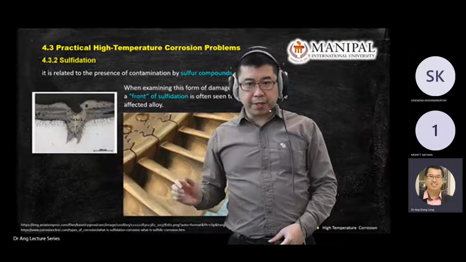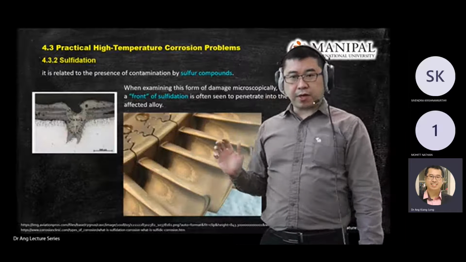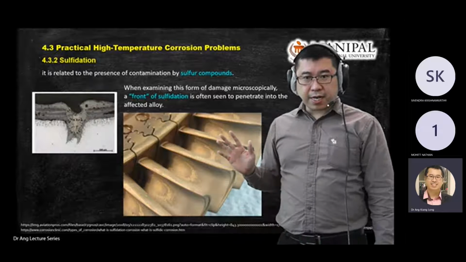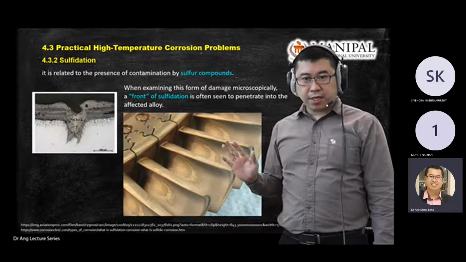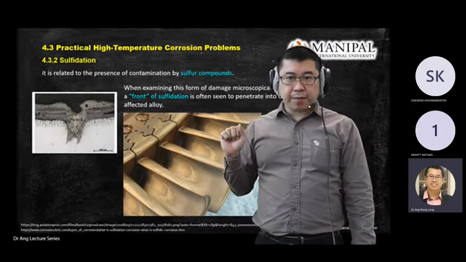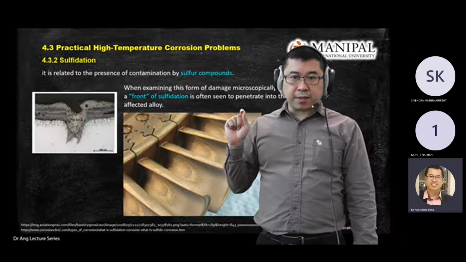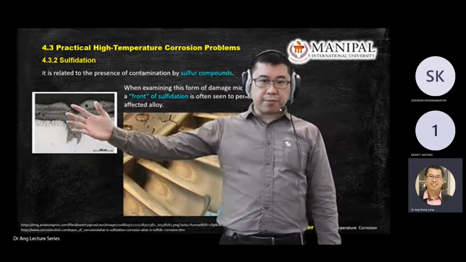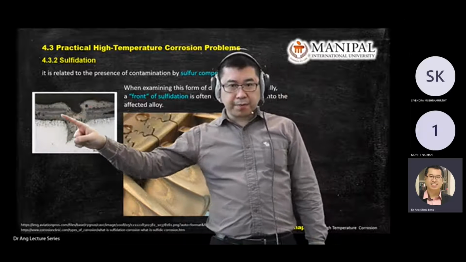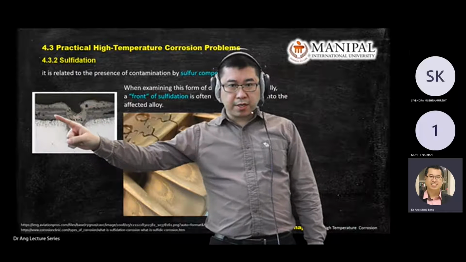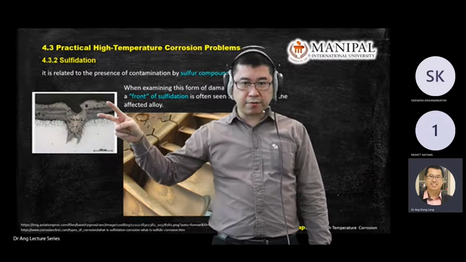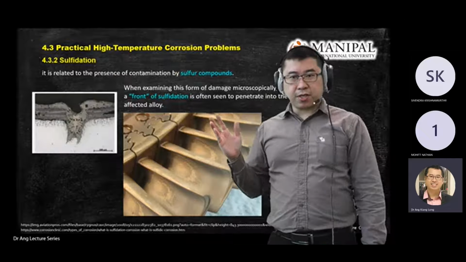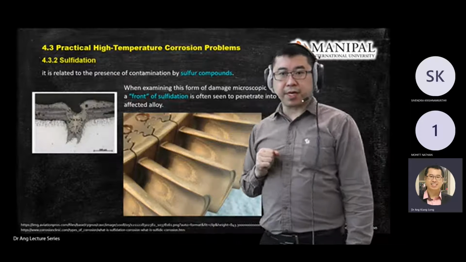The condition of what will happen is something like this: if you look at a blade itself, for example, this photo tells you that you see the discoloration, the color changing. This is the microscopic observation. So you see there's a hole over here, and there's a layer of oxide on the surface. Anyway, when we talk about sulfidation, it is linked up with sulfur compounds.